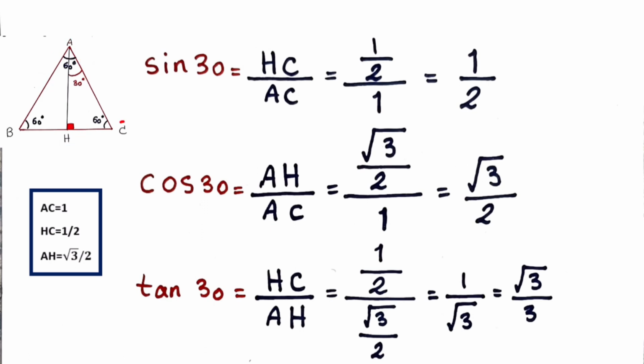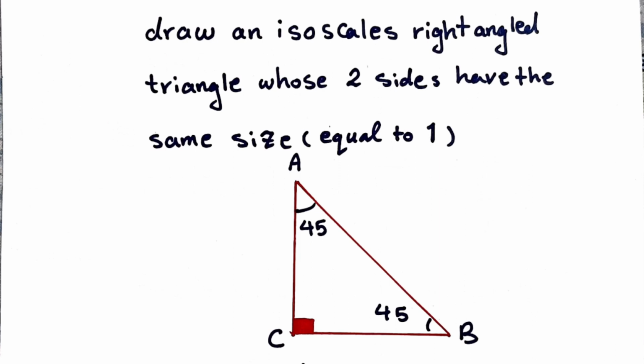The angle C is equal to 60 degrees. We write and calculate the trigonometric ratios for this angle as before. To calculate trigonometric ratios for 45 degrees, we draw an isosceles right angle triangle whose two sides have the same size equal to 1.